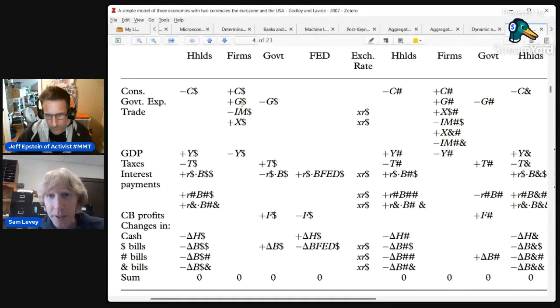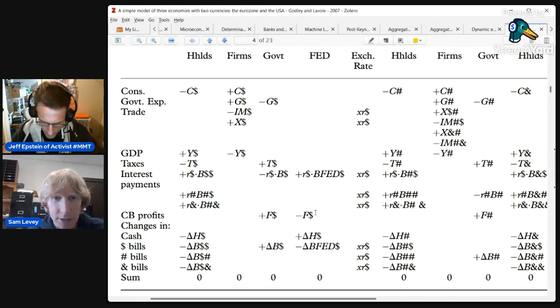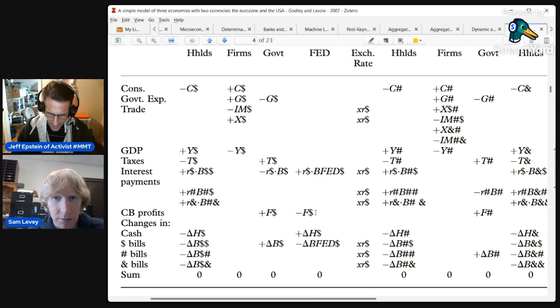Cool. Yeah. So in the firm column here, they have no assets. And so there is nothing right there, right? Understood. And then in the government column, okay, the government spends money. They receive tax revenue. They pay interest on the bills that they have issued. And they receive the central bank's profits. And you can see the central bank profit comes from here. Okay. No, it's an F, profit.